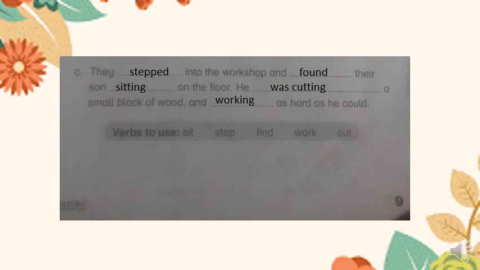Now you can see that in the first two parts they are telling how they stepped into the workshop and found their son sitting on the floor. He was cutting a small block of wood and working as hard as he could. So this was another paragraph from your book. Now let's just move to the next one.